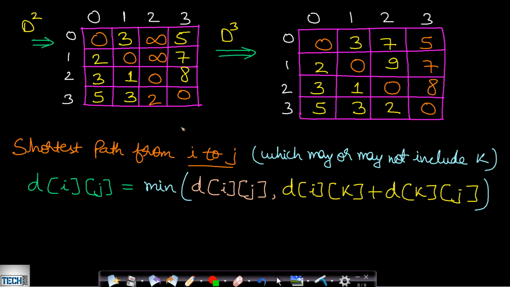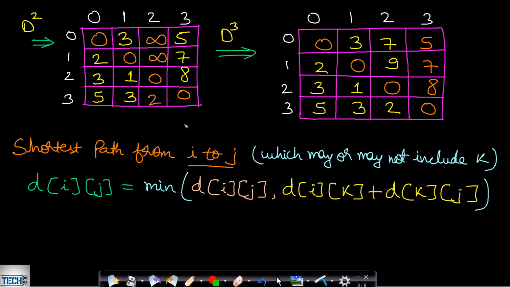Now you can see how this algorithm works. In this algorithm, the shortest path from i to j including a node k. One important point to note is that if you are finding the shortest path including a node k, then that may or may not include the node k.